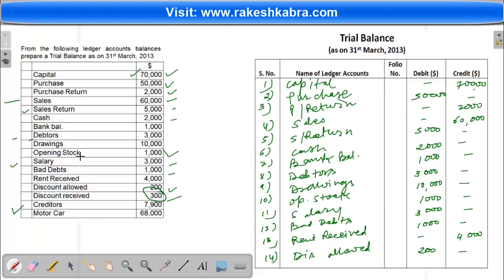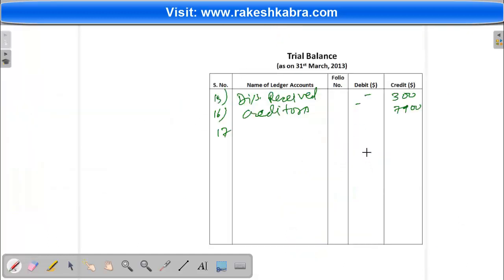Now next and last account. Motor car. Isn't it? Motor car, motor vehicle, you can say, and it is our asset. So which balance is it showing? Debit balance. Asset always shows debit balance. So this amount I will write in the debit column. First write down the name motor car, and 68,000 debit. Done.